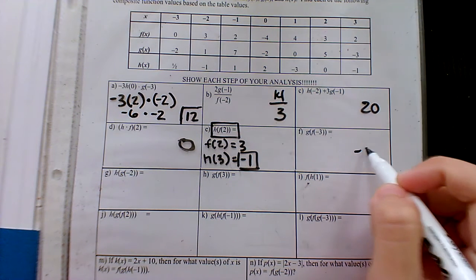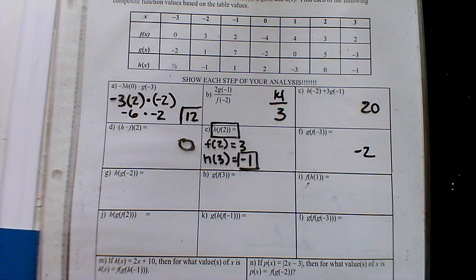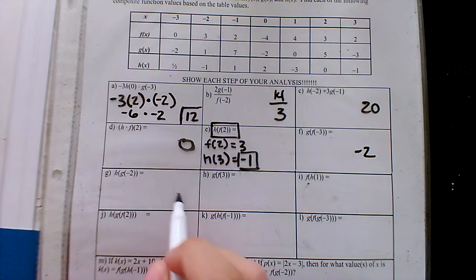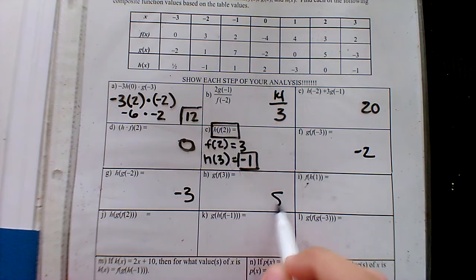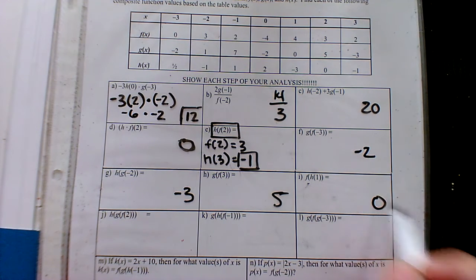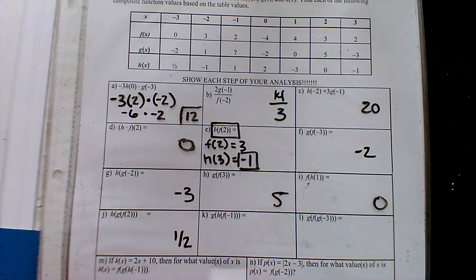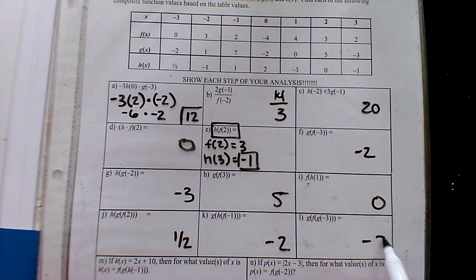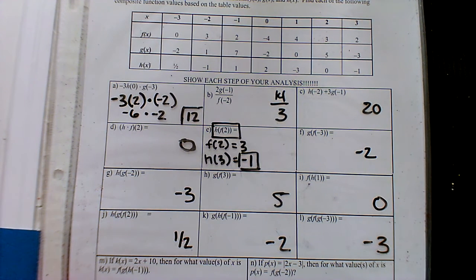Alright, let's check them out. -2 for F. -3 for G. 5. 0. 1/2. -2. -3. I walked around and they were looking really good, but I didn't get the chance to look at everybody's or every single problem, so check and see how you did.